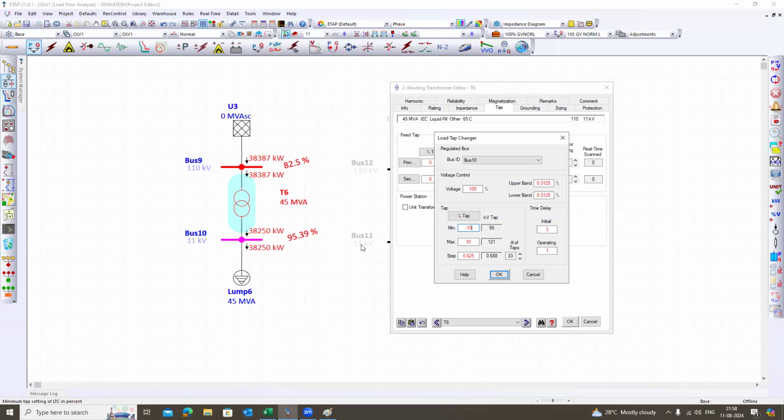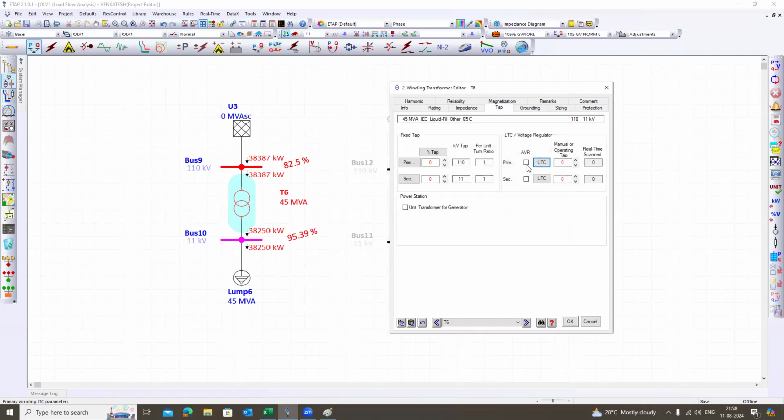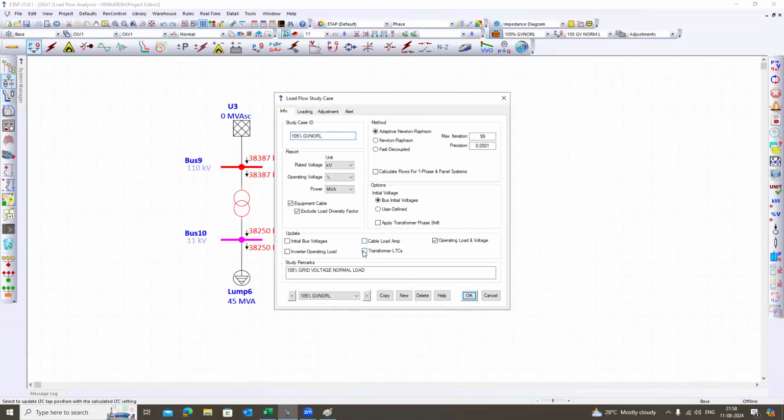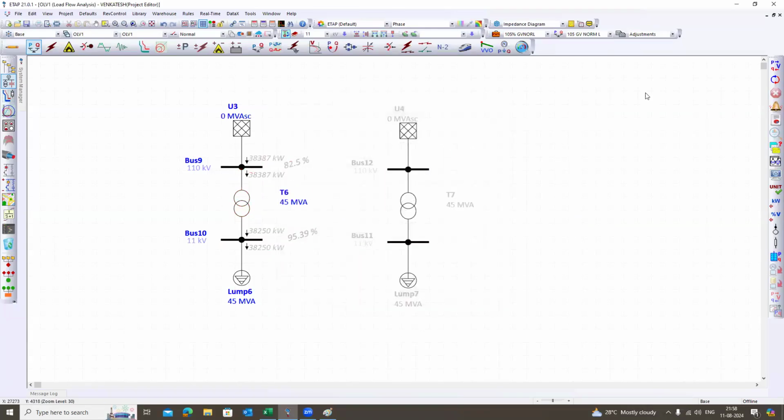Minus 22 plus 6.25, so minus 22 plus 6.25%. Okay, and click OK. Now here there is an option called transformer LTCs. If you select that and check this, ETAP will automatically do that.